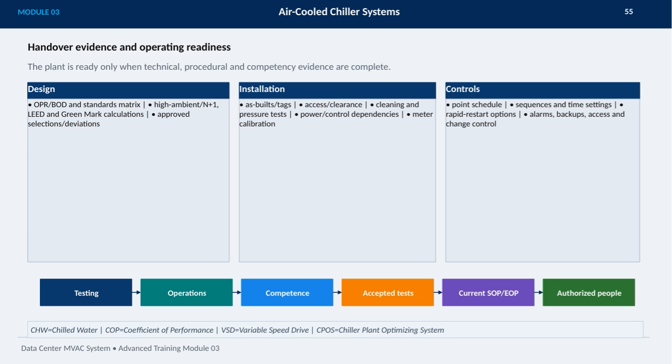Finally, operational readiness hinges on having current standard operating and emergency operating procedures and ensuring only authorized personnel with the right competencies are involved. Understanding these layers ensures the chiller system performs reliably and efficiently from day one.